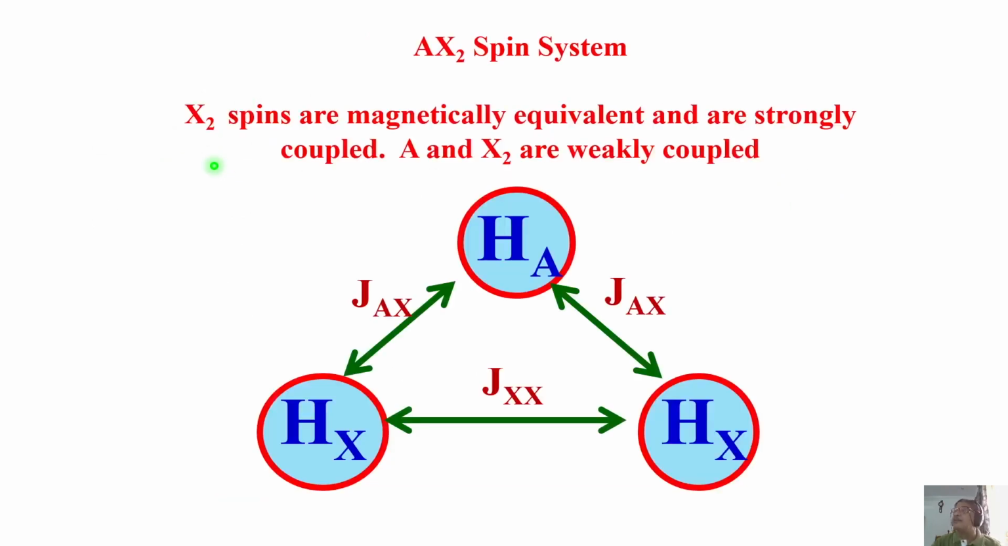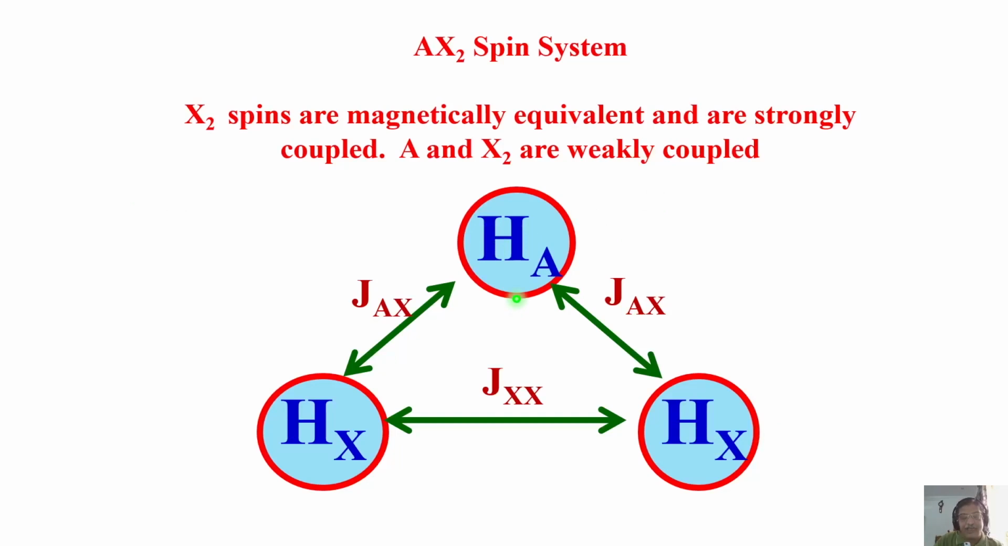Now I will give another simple example for the AX2 spin system. It's a very easy analysis. AX2 is that proton A is there and X2 is there. The X2 protons are chemically equivalent because their chemical shifts are the same and couplings are not visible in the spectrum. Whereas A is coupled to one X or the other X equally.